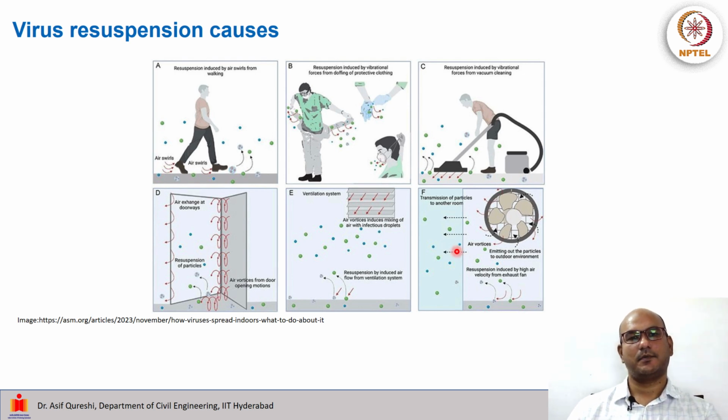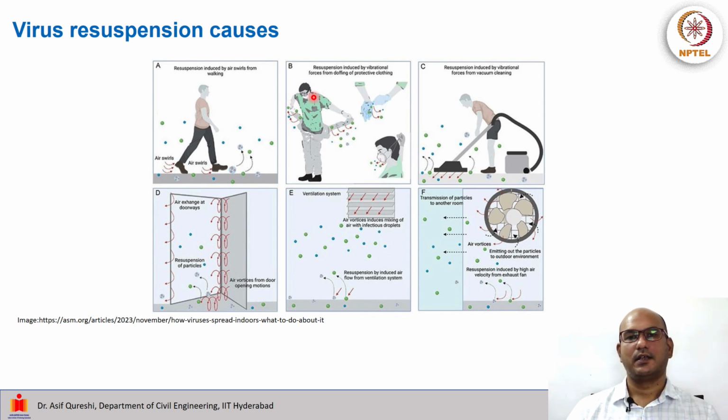This is another schematic of viral resuspension. So we will start from this part. Resuspension induced by air swirls from walking. As the person is walking, we have these air swirls happening around the feet, which leads to the suspension. And maybe the same person is exposed to this suspended matter, or a person behind.